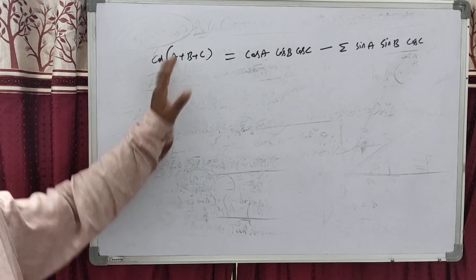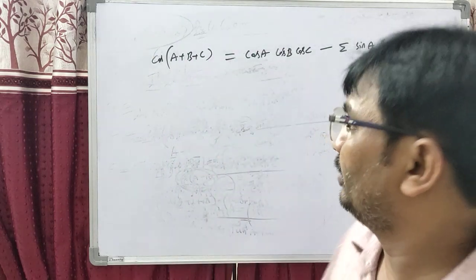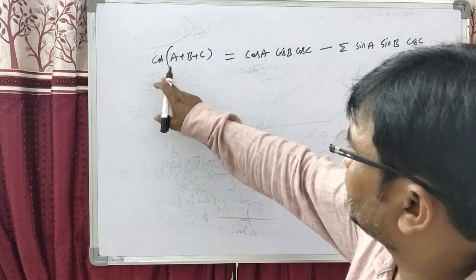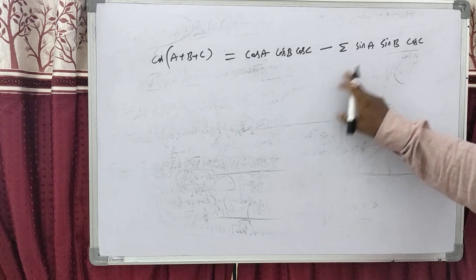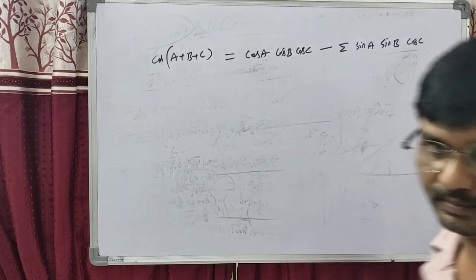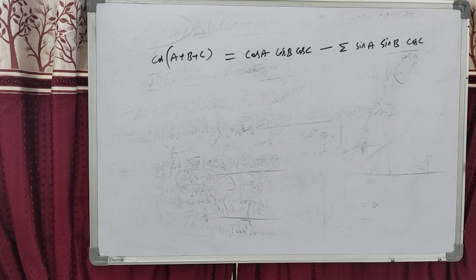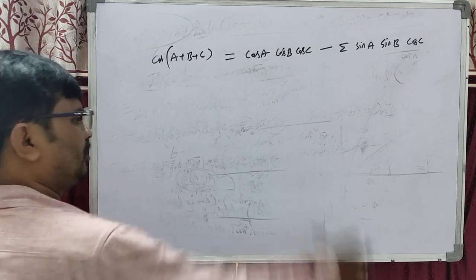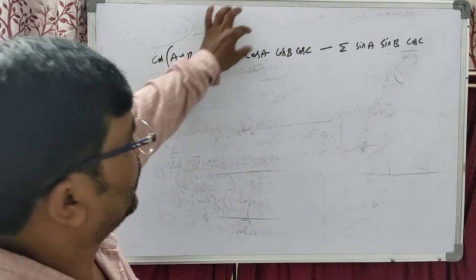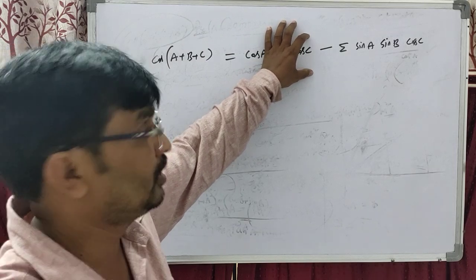My dear students, the cos of A plus B plus C is also what, students? Cos A cos B cos C minus sigma sin A sin B cos C. So how can you prove that, students? Take A plus B together, then you can apply the cos of A plus B formula, then you get cos A cos B cos C minus sigma sin A sin B cos C.